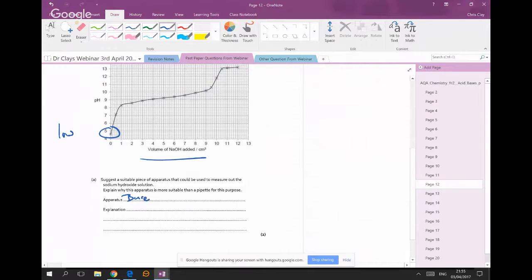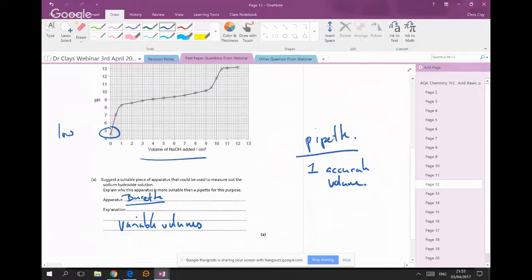You're going to use a burette. Now, you've got two options for delivering them. You've either got a pipette or you've got a burette. Burette is the most suitable here because you can use variable volumes. Pipettes are very good for accurate volumes, but they only give you one accurate volume, and therefore very useful in this instance, a burette. So when you're doing the titration here, we've got a change in volume. Make sure you're choosing burette as your suitable piece of equipment.